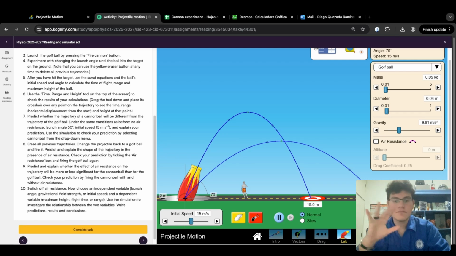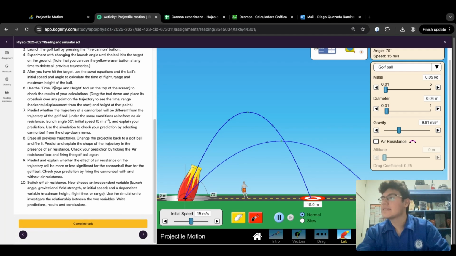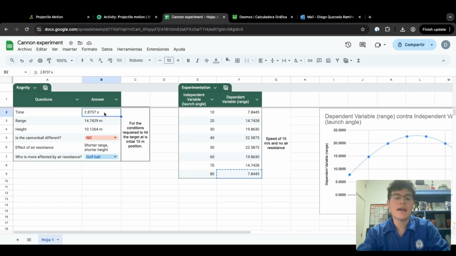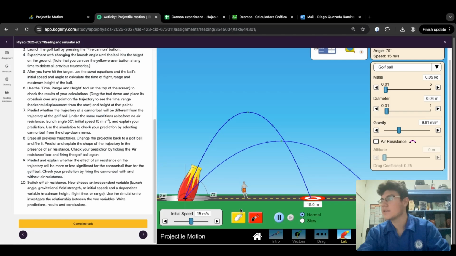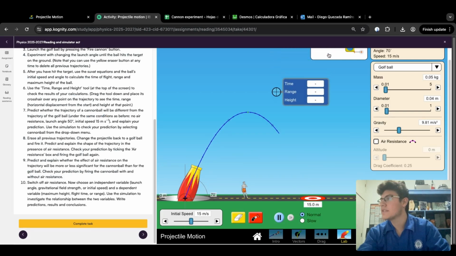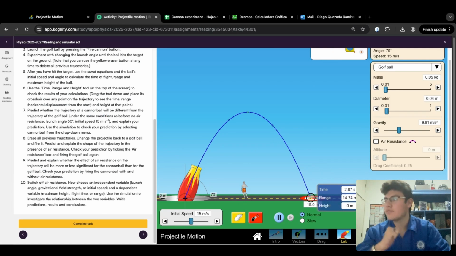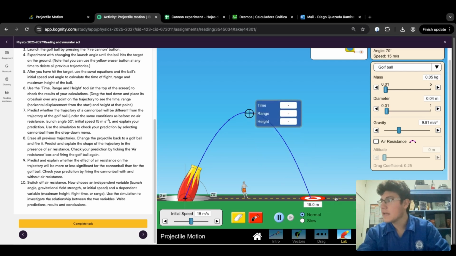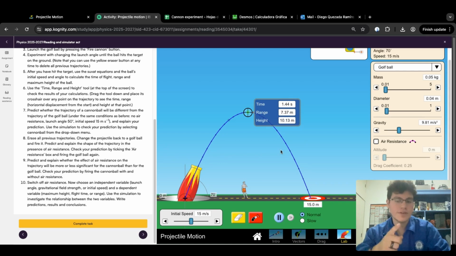Then, after we do these iterations and find the right angle, we are asked to calculate the time, the range, and the height of this trajectory. In this case, I got 2.87 seconds for the overall flight time, 14.74 meters for the range, and 10.13 rounded meters for the height. So let's fire it again and check it using this tool right here. We have precisely 2.87 seconds on the time, 14.74 meters on the range, and on the height we have 10.13 meters.